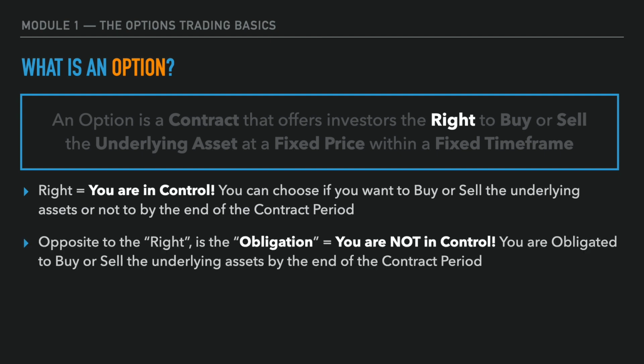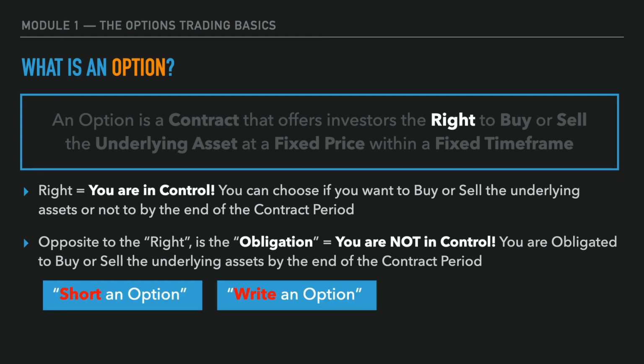The exact opposite of the right is the obligation. You will have the obligation when you short an option contract, or some traders prefer to call it write an option or sell an option. They basically mean the same thing. They mean that you are no longer in control of the underlying assets. Instead of having the rights, now you have the obligation to buy or sell those underlying assets at a certain fixed price by the end of the contract period.